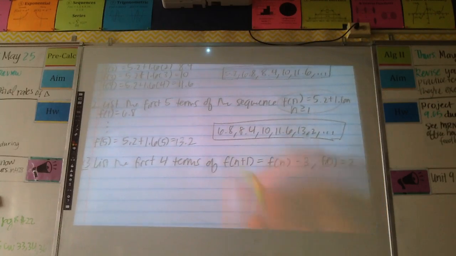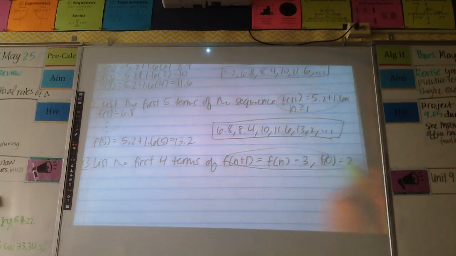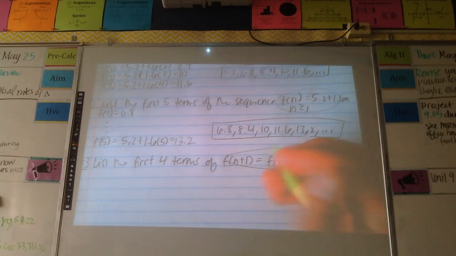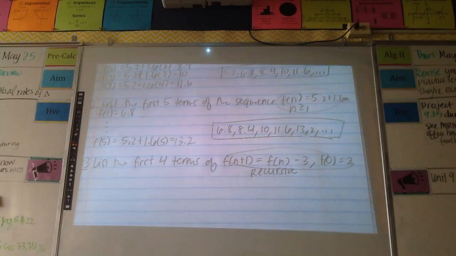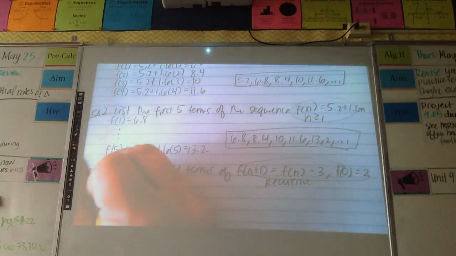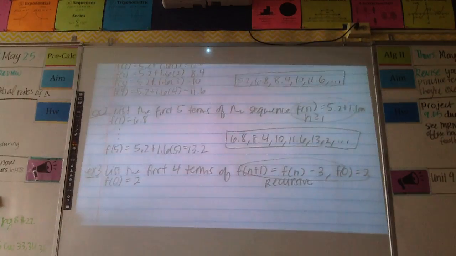Now, this is a different way to define a sequence. There are two ways to define a sequence. One way is explicitly, one way is recursively. This is a recursive definition. And I'm going to show you what that means in a second. Okay, the first four terms, they have to give you the initial term. f of 0 is 2. So I've got one term listed.